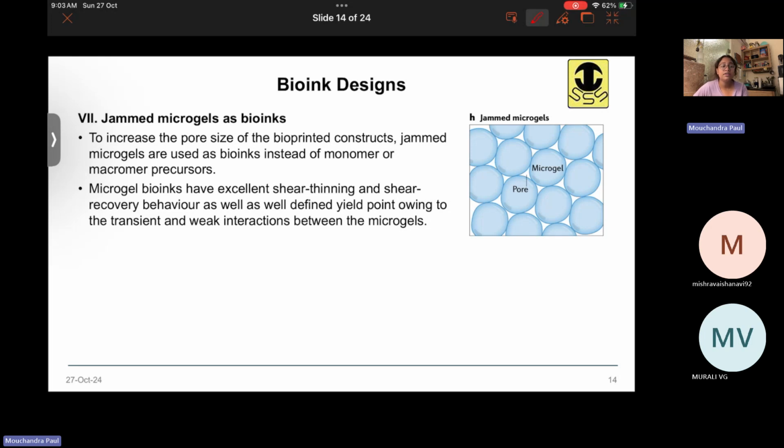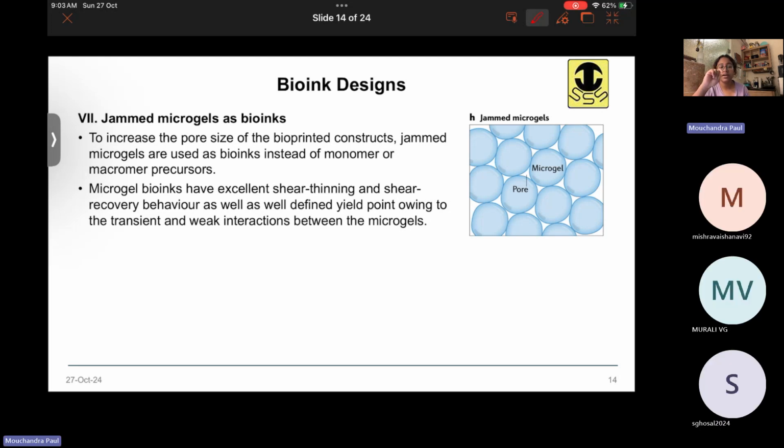Another advantage is that when these gels are packed very well, inherent tiny pores will be there. So it increases the overall surface area for the cells to move around inside these pores as well. So this is another way of making bioink using hydrogels themselves in microgel form, instead of using any macromer or polymer precursor. You're not using the polymer itself, you're using the gelled form of the polymer.